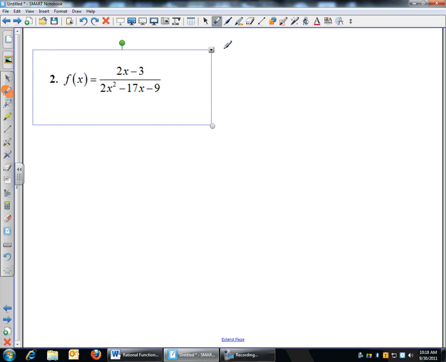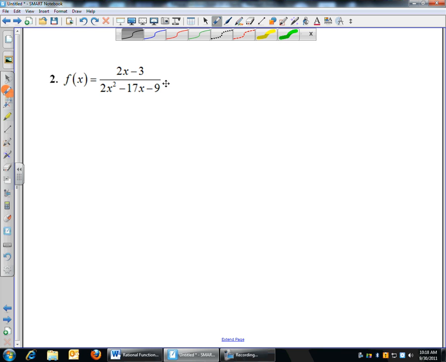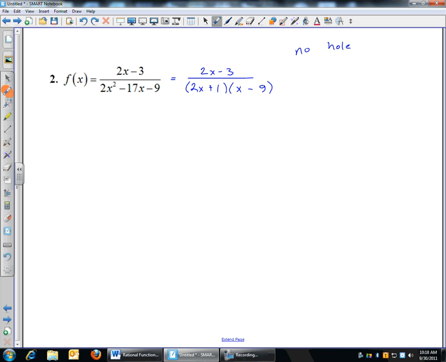The last problem, this one, same thing, going to factor first. Now my numerator isn't going to factor, so I will only factor the bottom. So 2x minus 3 stays as is. My bottom, this is going to be a little bit of a pain. It's going to be 2x and x. Then I think I'm going to need a 9 and a 1. 2x plus 1, x minus 9. That's how that's going to factor. Now this one, nothing cancels. So if nothing cancels, that means there are no holes for this one. There are no holes at all.